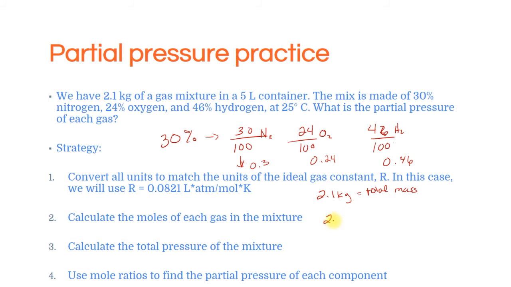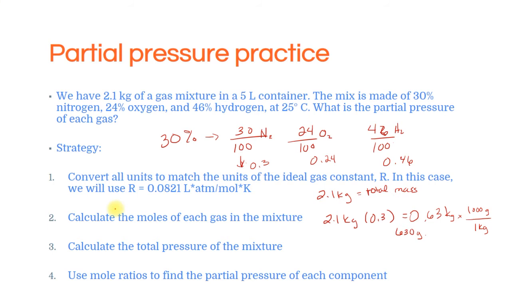So I could figure out how much of this 2.1 kilograms is due to nitrogen by multiplying by 0.3. So we get 0.63 kilos. I'm going to guess that we might have to convert that into grams. Then we got to remember there's 1,000 grams in 1 kilogram. So that's going to be 630 grams. Okay, we got to do the same thing for the O2 and the H2. Okay, this will give us grams of that stuff.